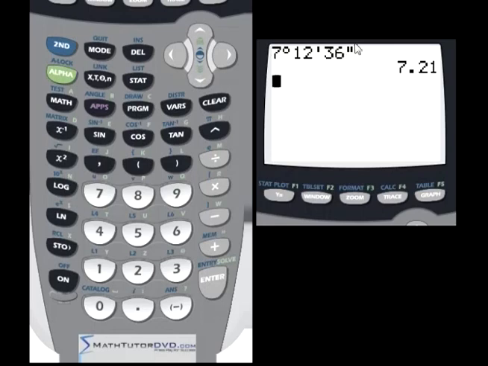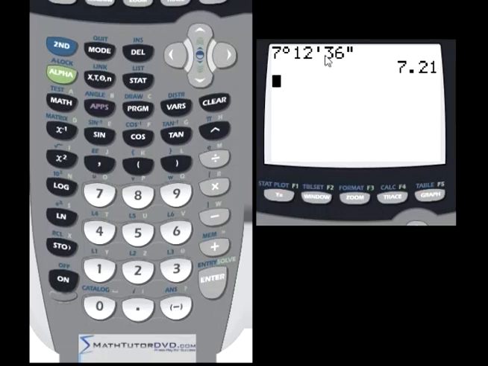We don't use this too much in algebra and trigonometry and calculus, because usually we're dealing with decimals. 7.21 degrees really is what we use when we tackle equations. Splitting up the fractional part into minutes of arc and seconds of arc is something that you do very rarely, but your calculator does do it, and that's why I wanted to show you that.